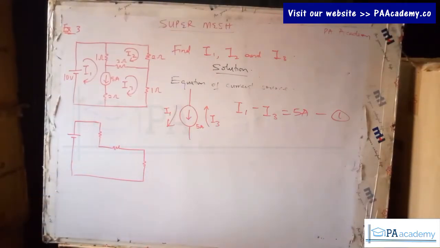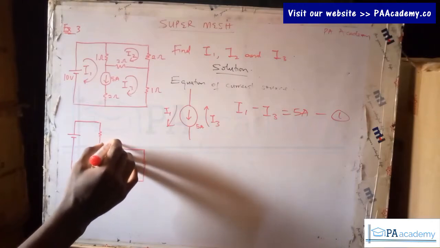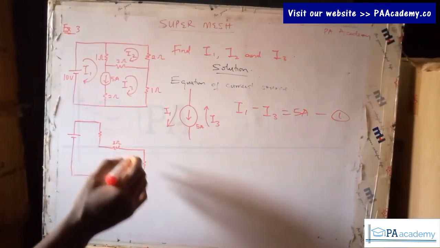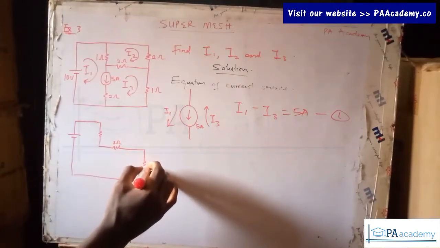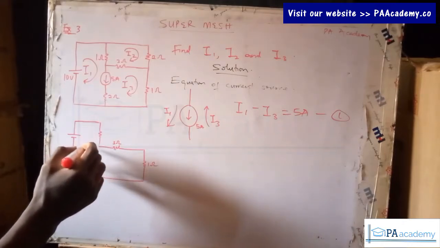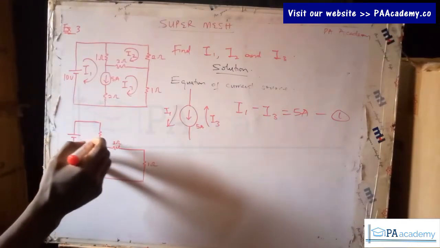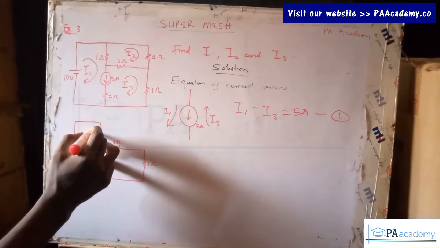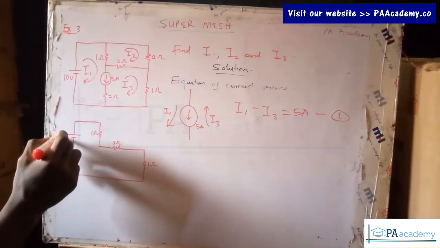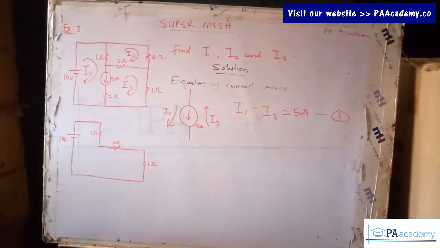So let's go ahead and add the values. This resistor is 3 ohms, this is 1 ohm, and this is also 1 ohm. Then we have a voltage source of 10 volts. I think those are the 3 elements we have there.